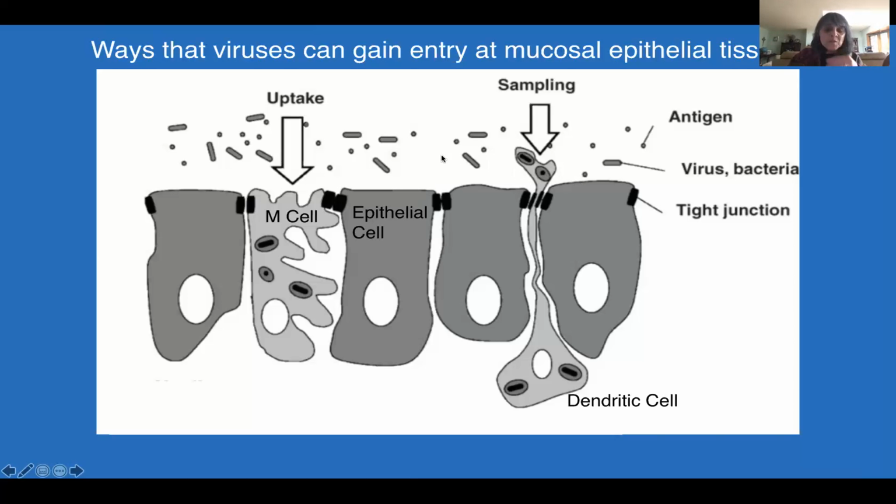The mucus that's produced by these cells helps keep those IgA molecules there so that they can capture viruses and bacteria that come in through the surface. Did that answer your question?